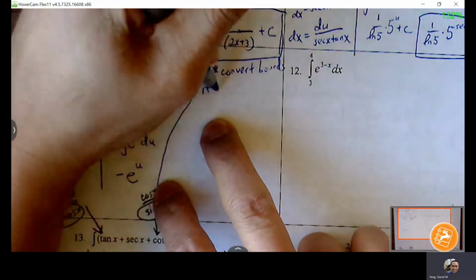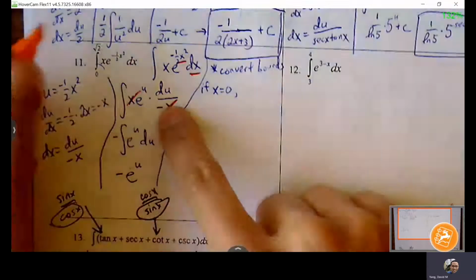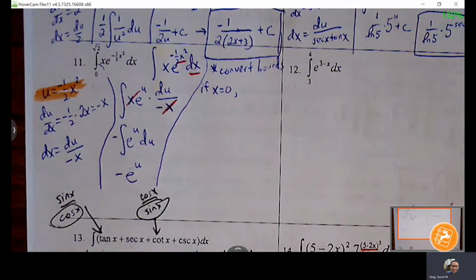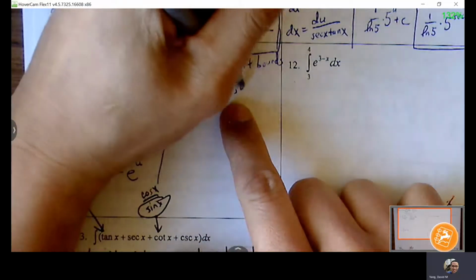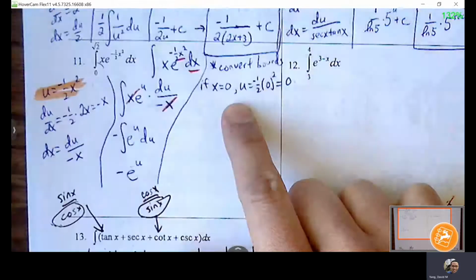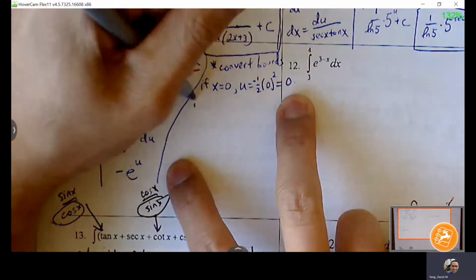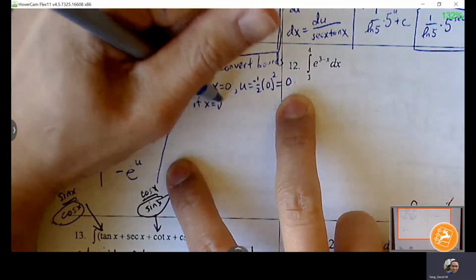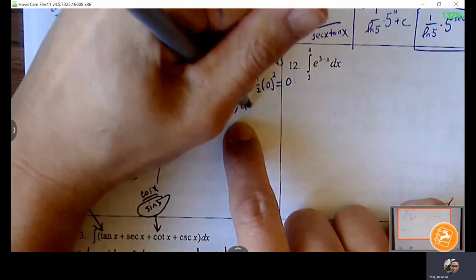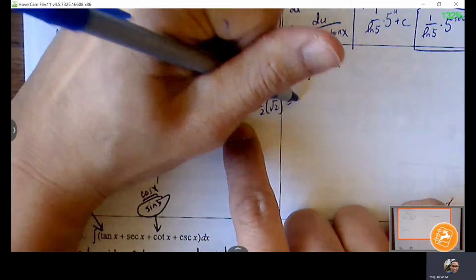So if my lower bound is x equals 0, I can push it through that relationship there. So that means u is equal to -1/2 0 squared, which is 0. So my lower bound has been adapted, but it ends up still being 0. If my upper bound is √2, I push it through that formula. I get u equals -1/2 √2 squared, which is -1.